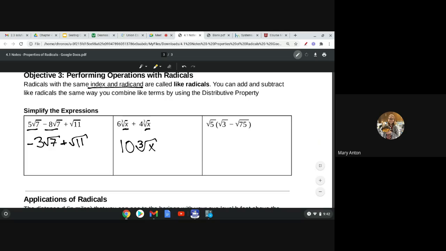And this one is a little bit trickier, but I think we'll be okay. All right, y'all, do you see this? We can use the distributive property here. So we take root 5 times root 3, and then root 5 times negative root 75.